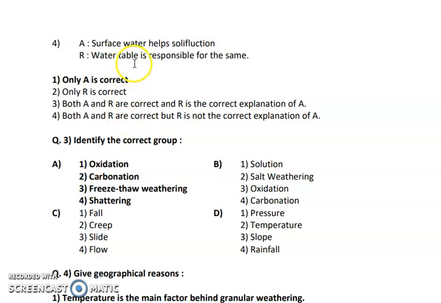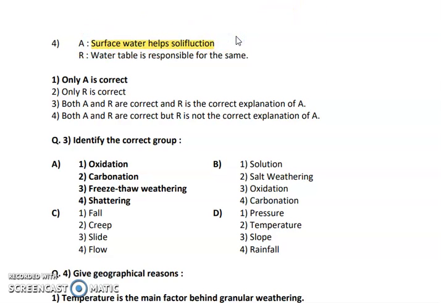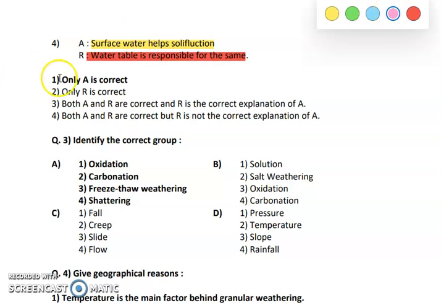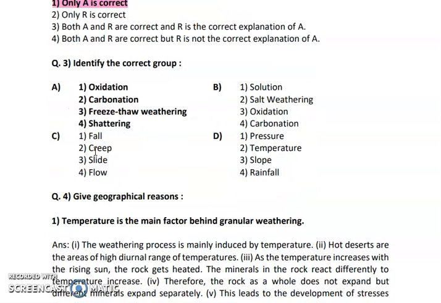The assertion is: surface water helps solifluction. Okay, so this statement is true. Solifluction cannot happen without water. Whatever water is present on the surface, that only can lead to solifluction. And the next reasoning is what? Water table is responsible for the same. Now, what is the water table? It is underground water. It is underground water resources, not a surface water resource. So because of that, the second statement is wrong. So here the correct answer is option A, that is, only A is the correct answer. Let us move further to exercise number 3.